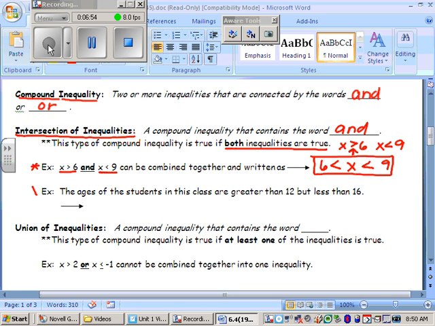If you look at this second example, it says the ages of the students in this class are greater than 12 but less than 16. So written separately, it would look like this. I can use A for ages. So the ages are greater than 12, but also the ages are less than 16.